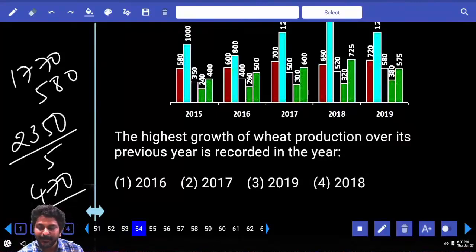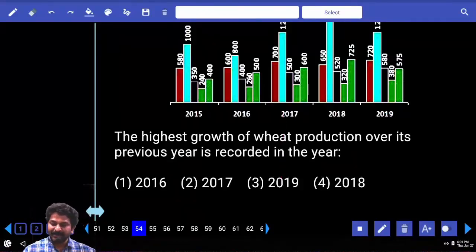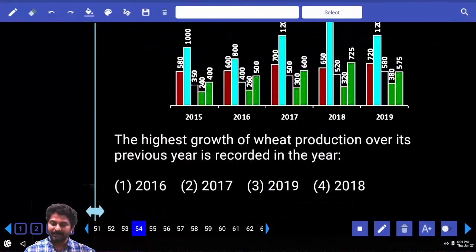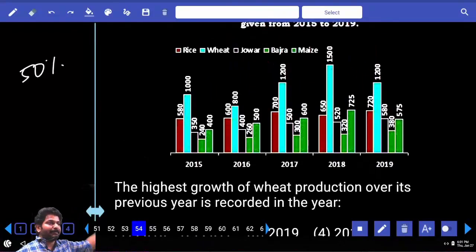The highest growth of wheat production over its previous year is recorded in which year? Right, wheat. So which value is wheat? Second one, right. From 15 to 16 it decreased, right? 16 to 17 increased. 800 increases to 1200, increased by 400. With respect to 800, 400 is 50% only. Let's compare other values whether they are equal to, more than or less than 50%. 1200 becomes 1500. Definitely not 50%, correct?